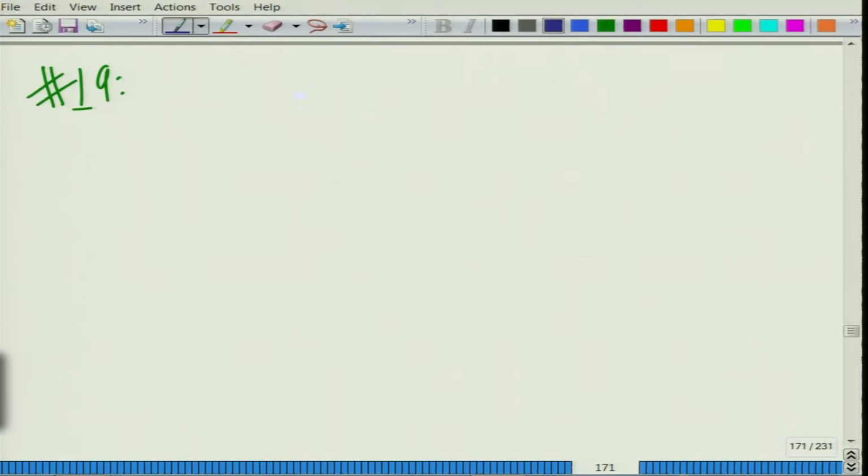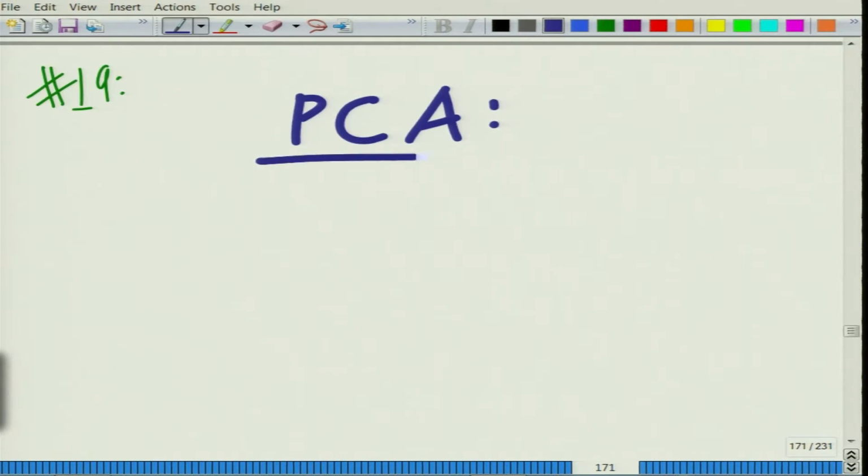Hello, welcome to another module in this massive open online course. In this module, let us look at a very important and interesting application of the concept of positive semi-definite matrices and eigenvalues, and that is in the context of PCA or principal component analysis, which is a very important concept in machine learning. We want to look at the application of positive semi-definite matrices and their eigenvectors.